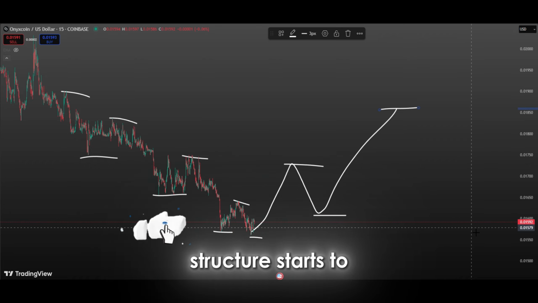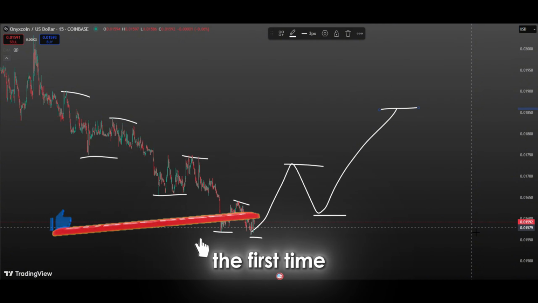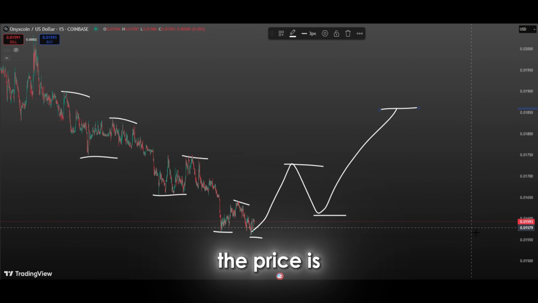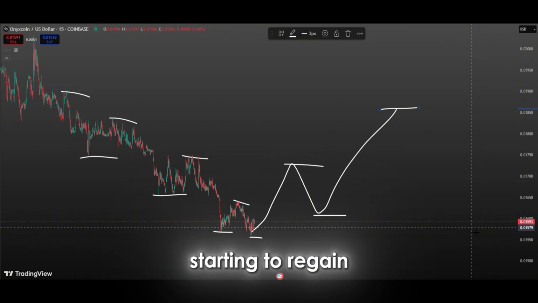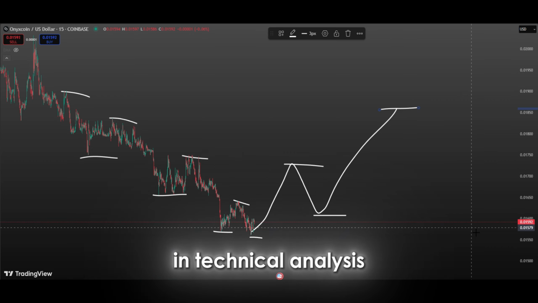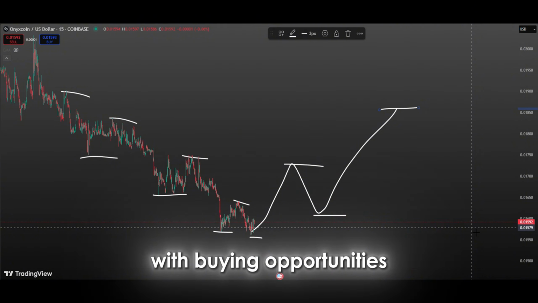However, when this structure starts to break down and the market forms a higher low followed by a higher high for the first time, this is a harbinger of a very critical development. This is because the price is now abandoning its previous bearish characteristics, and buyers are starting to regain power in the market. This newly formed structure is called a trend reversal, or bull signal in technical analysis. In particular, such structures can provide traders with buying opportunities.